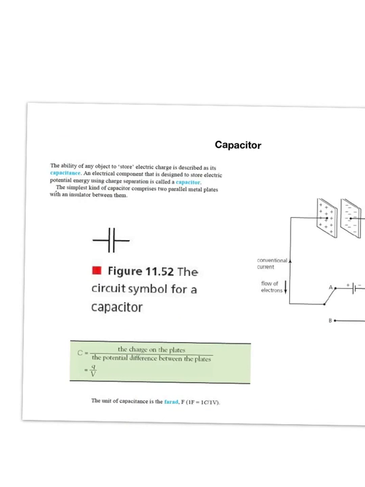Now a capacitor is another component that you would put in a circuit. This is the symbol, two parallel plates, and that's pretty much what they are. The ability of an object to store electric charge is described as capacitance. An electrical component that is designed to store electric potential energy is called a capacitor. And the simplest kind of capacitor is simply two parallel plates with an insulator inside it.